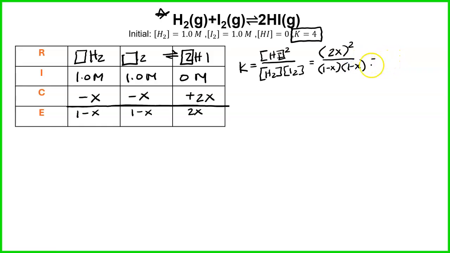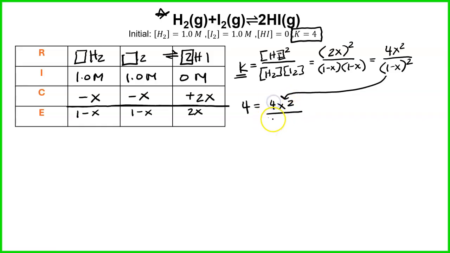I'm going to simplify what I can. 2X to the power of 2 would be 4X squared. On the bottom, 1 minus X times 1 minus X, I can rewrite as 1 minus X squared. I also know K. K is told to us that it's equal to 4. So I'm going to set that expression equal to 4. And my goal is to solve for X.